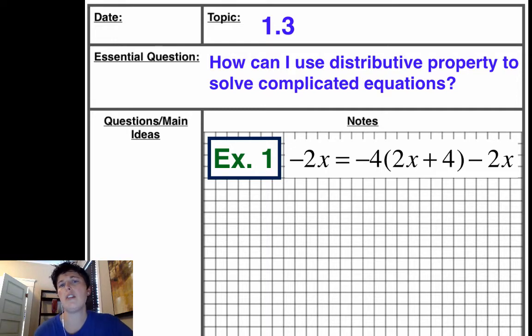Some teachers, when they talk about parentheses, use the word quantity. So I could have read the equation out loud as negative 2x equals negative 4 quantity 2x plus 4 minus 2x. Quantity is another way of saying, hey, we've got this group. It's in parentheses. It's just another way of saying the problem. If I say that in class, I want you to remember that the word quantity is another way of saying the parentheses.